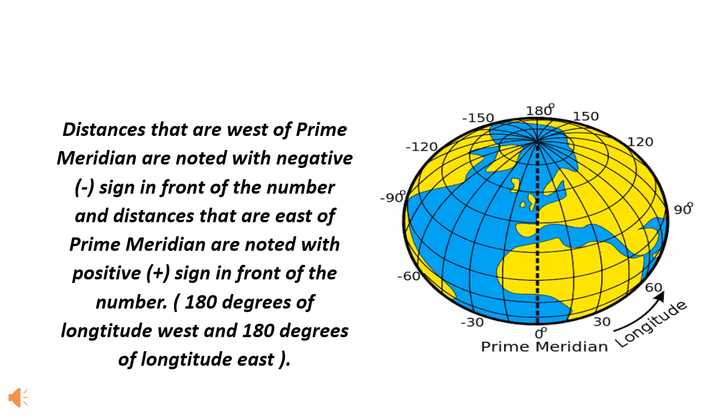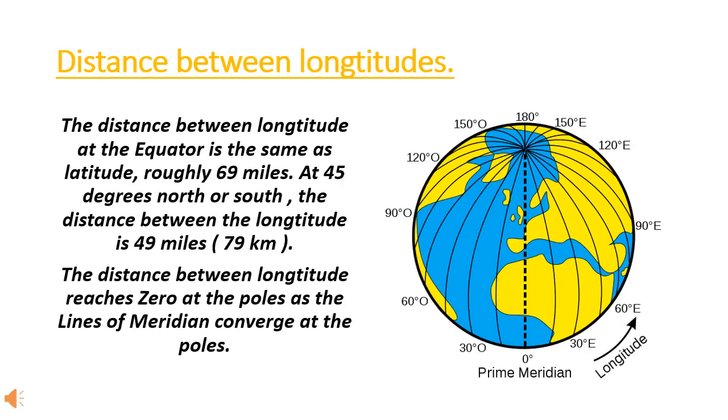Distances that are west of prime meridian are noted with negative sign in front of the number, and distances that are east of prime meridian are noted with positive sign in front of the number. 180 degrees of longitude west and 180 degrees of longitude east.